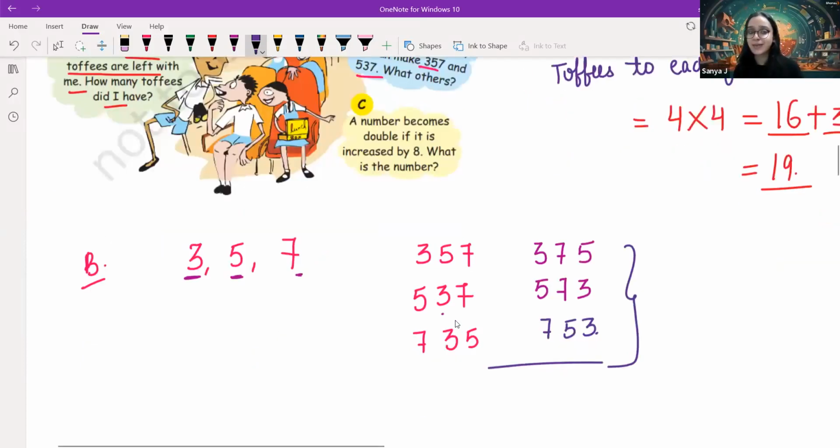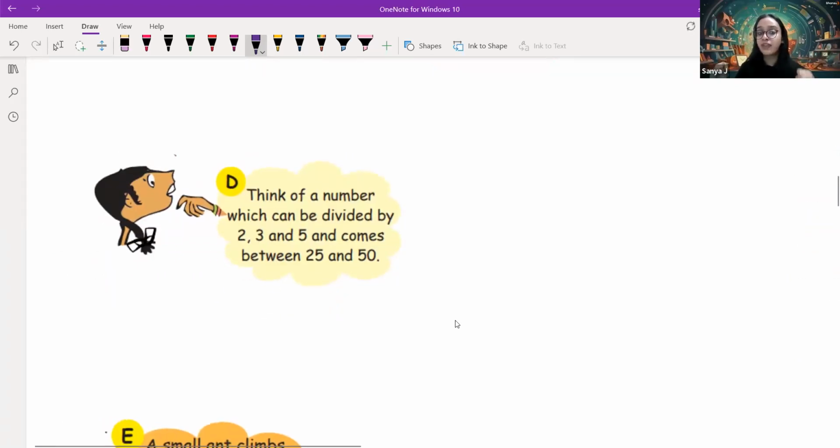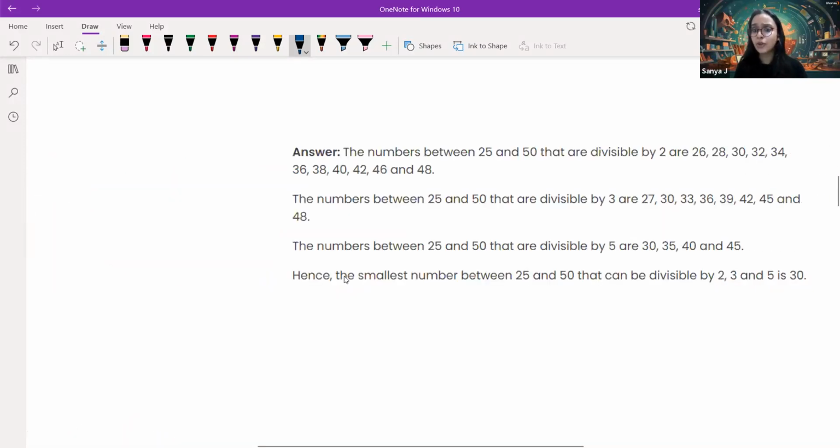Now that we are done with these puzzles, we have some more interesting puzzles waiting for us. Let's do those as well. The D part over here: think of a number which can be divided by 2, 3 and 5 and comes between 25 and 50.